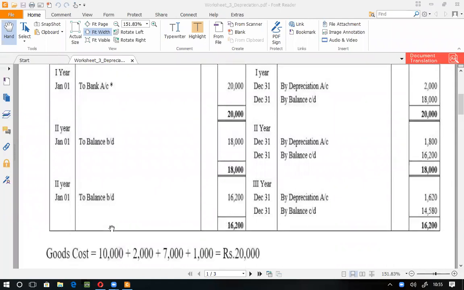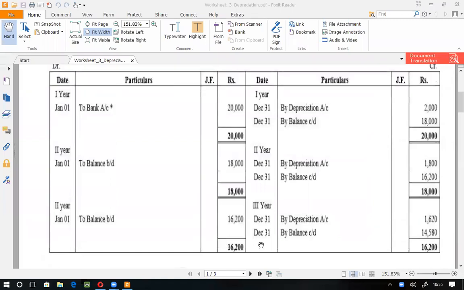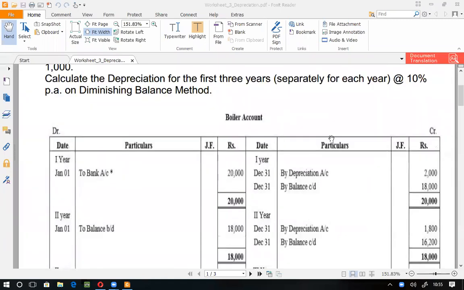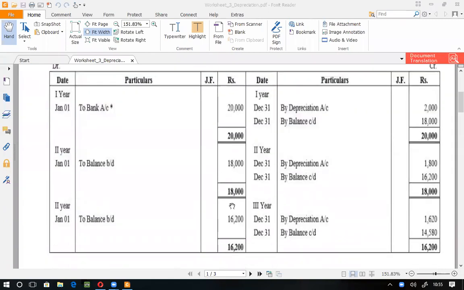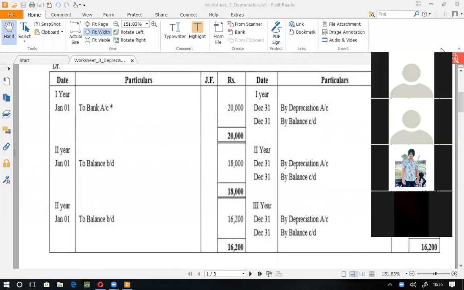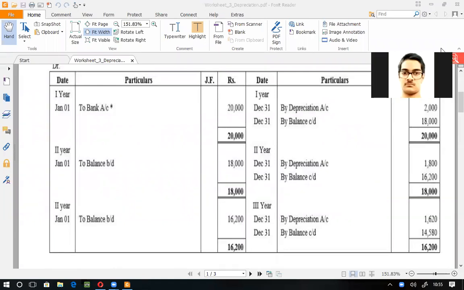Next year we can keep it as balance brought down, or here only we can finish up, wind up our question. The question said to prepare it for 3 years. We have prepared it like that on our screen. Hope everybody has done that. Done everyone? Yes, sir. Okay, so then we can move on to our next question.